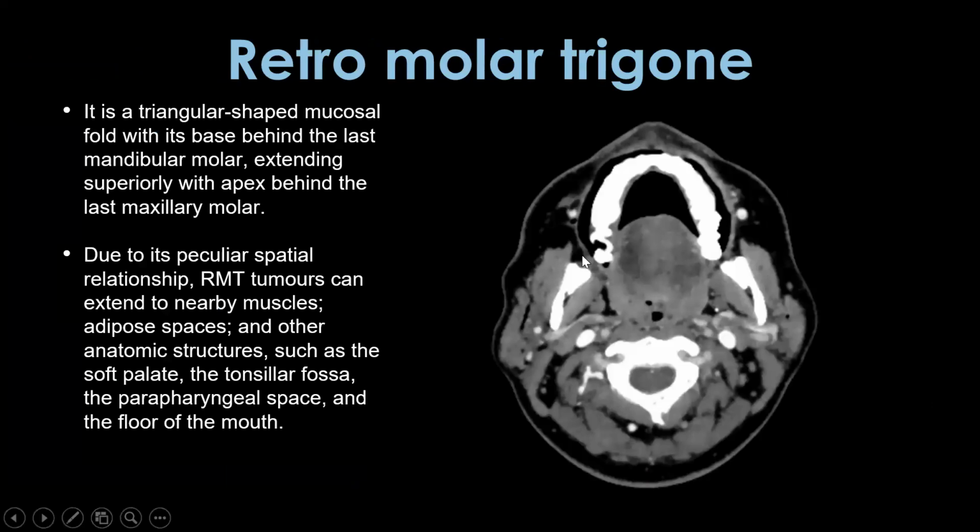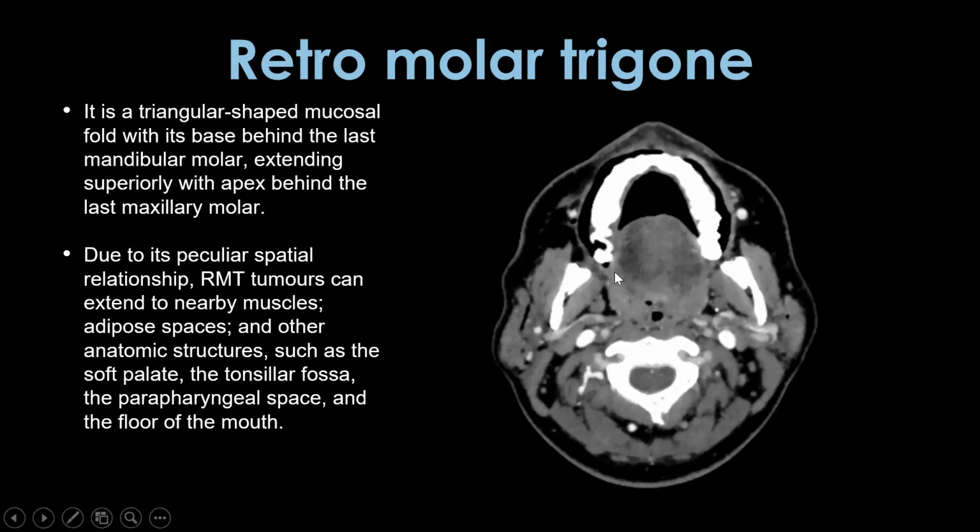So the retromolar trigone. The retromolar trigone is an important region. Firstly, because smaller lesions in this region can be easily missed. Secondly, because of its spatial relationship with other structures. It is a triangular shaped mucosal fold which is seen behind the last mandibular molar, and it is extending superiorly with the apex behind the last maxillary molar.